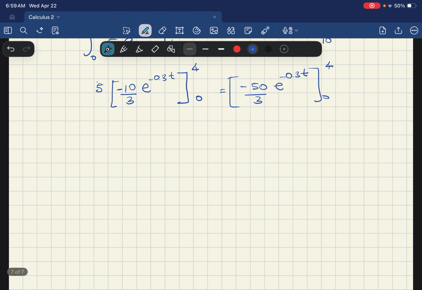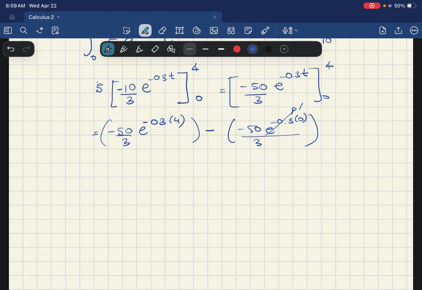So when we evaluate this, we plug in t equals 4 first, and then minus when t equals 0, over 3. And remember that e to the 0 is going to be equal to 1. So we have negative 50 over 3 e to the negative 1.2 plus 50 over 3.